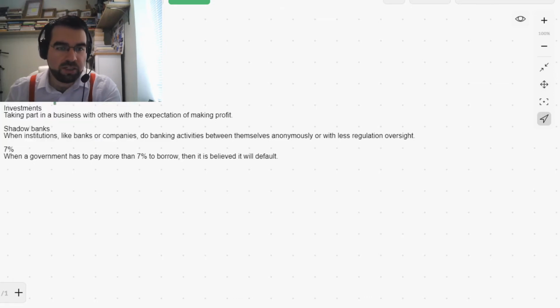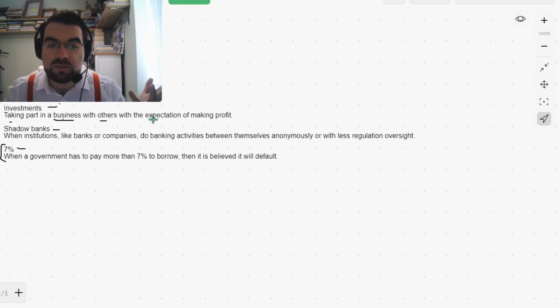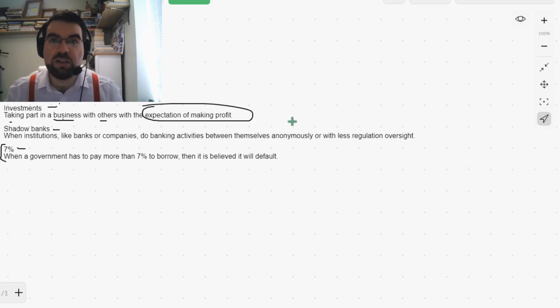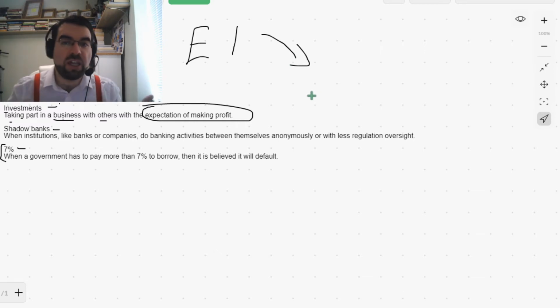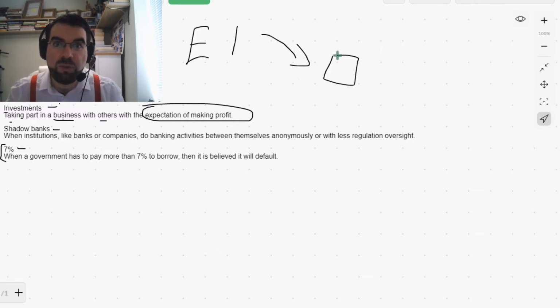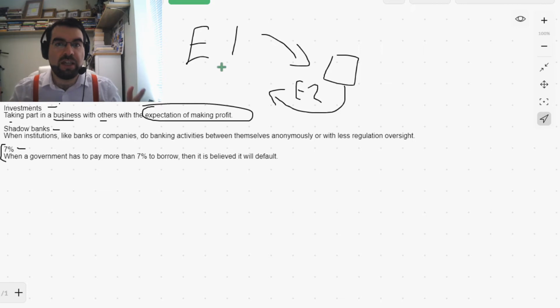Okay, so let's look at investments, what that word means, shadow banks, and 7%, why that's a magical number. So investments: taking part in a business or with others with the expectation of making profit. So you've sent your £1 into a business, into a venture, into a share, into something, into a box, and out comes £2. That's the idea.